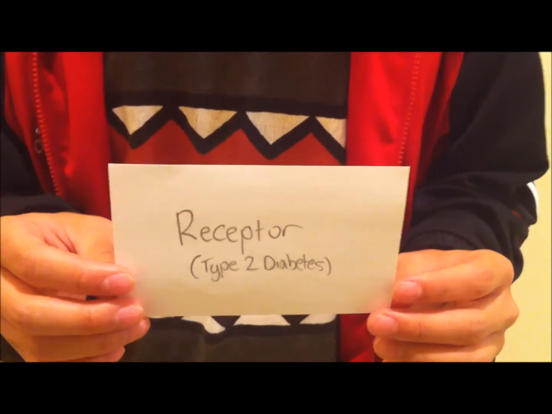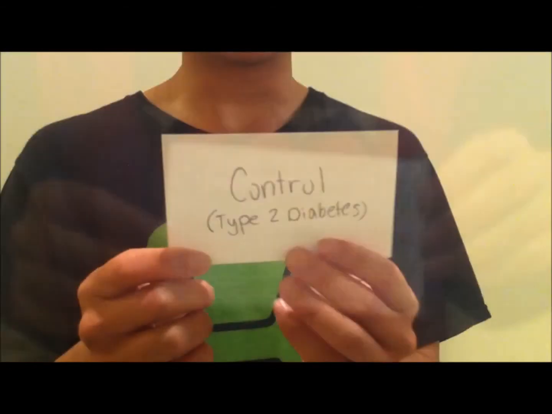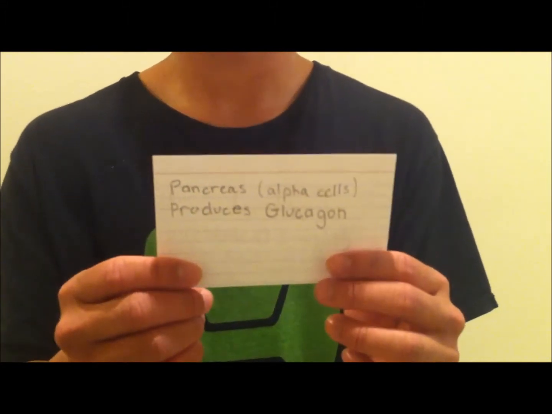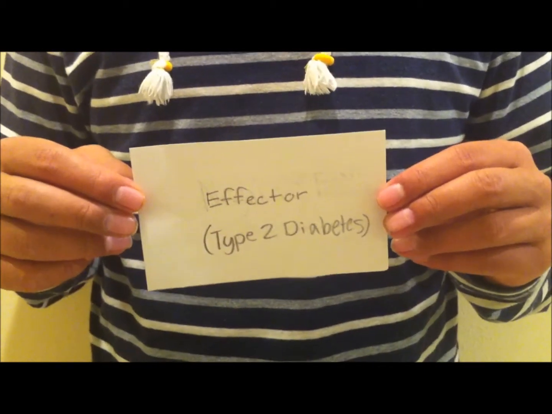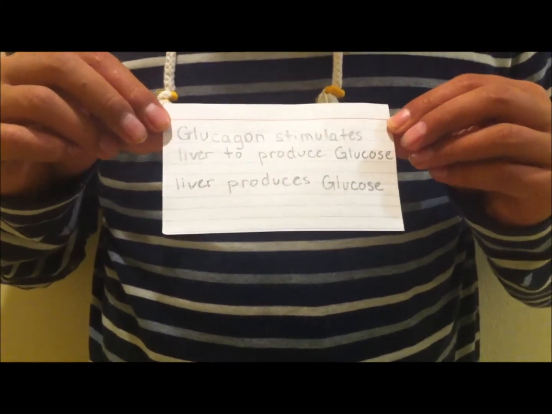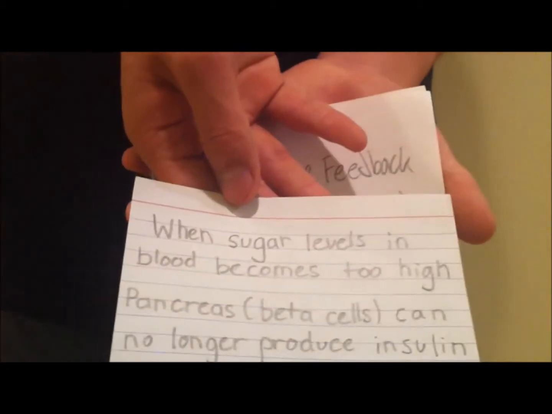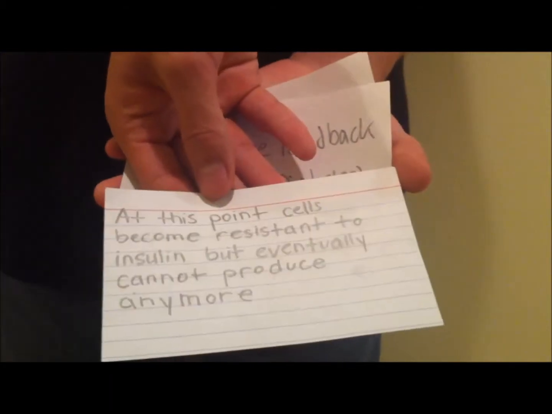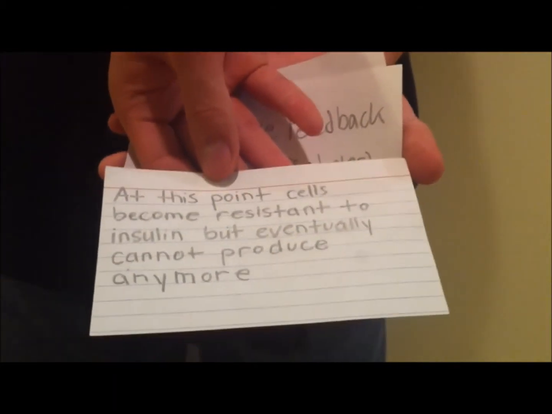We will now talk about homeostasis in type 2 diabetes. The receptor is the pancreas, which senses low levels of sugar in blood. The control is the pancreas, which produces glucagon and sends the glucagon to the liver. The effector in type 2 diabetes: the glucagon stimulates the liver to produce glucose. The liver produces glucose. Negative feedback in type 2 diabetes: when sugar levels in blood become too high, the pancreas can no longer produce insulin. Then the cells at this point become resistant to insulin, but eventually cannot produce any more.